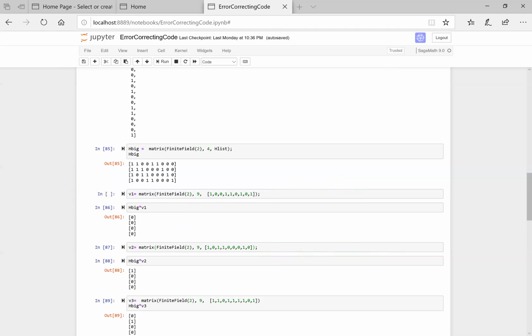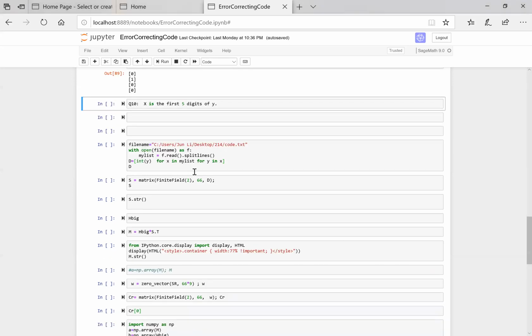All right, so now let's move on. We have problems 10, 11, and 12, right? Problem 10 is relatively easier. It's asking, if I have a y, how do I get this x, right?